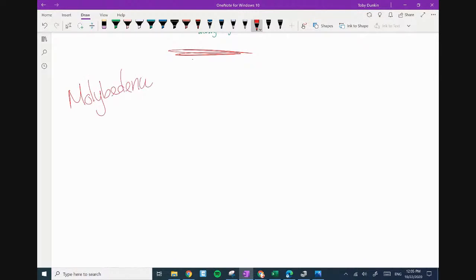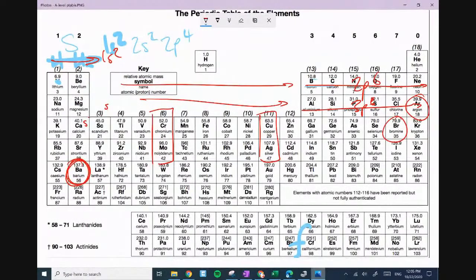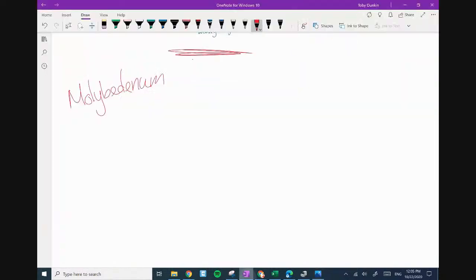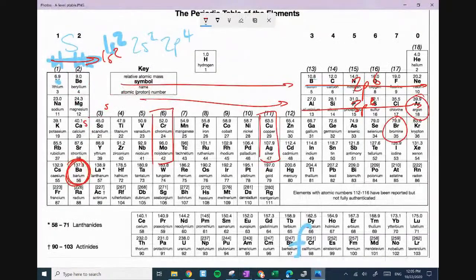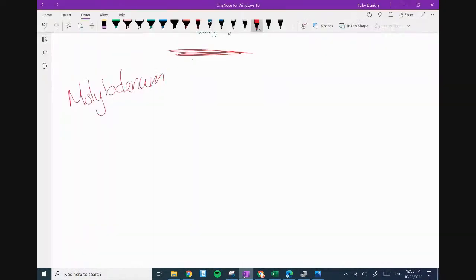Molybdenum, I believe. Oh, have I spelled that right? Molybdenum. I've got an extra E in there. Molybdenum, there we go. So molybdenum, and what element number is this? This is element number 42.